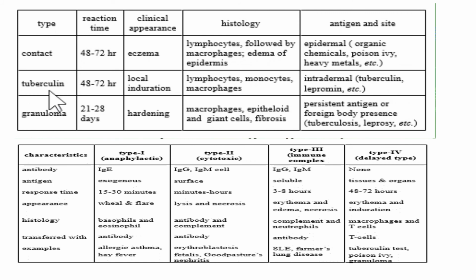Another form is the granuloma formation, and this is the longest type of type 4 hypersensitivity reaction. It takes about 21 to 28 days. There will be a hardening within the skin. The histological appearance will be the macrophage, epithelioid, and giant cell with the development of fibrosis. This is due to persistent antigen or foreign body and its presence at the target area. The best example is for tuberculosis and leprosy.